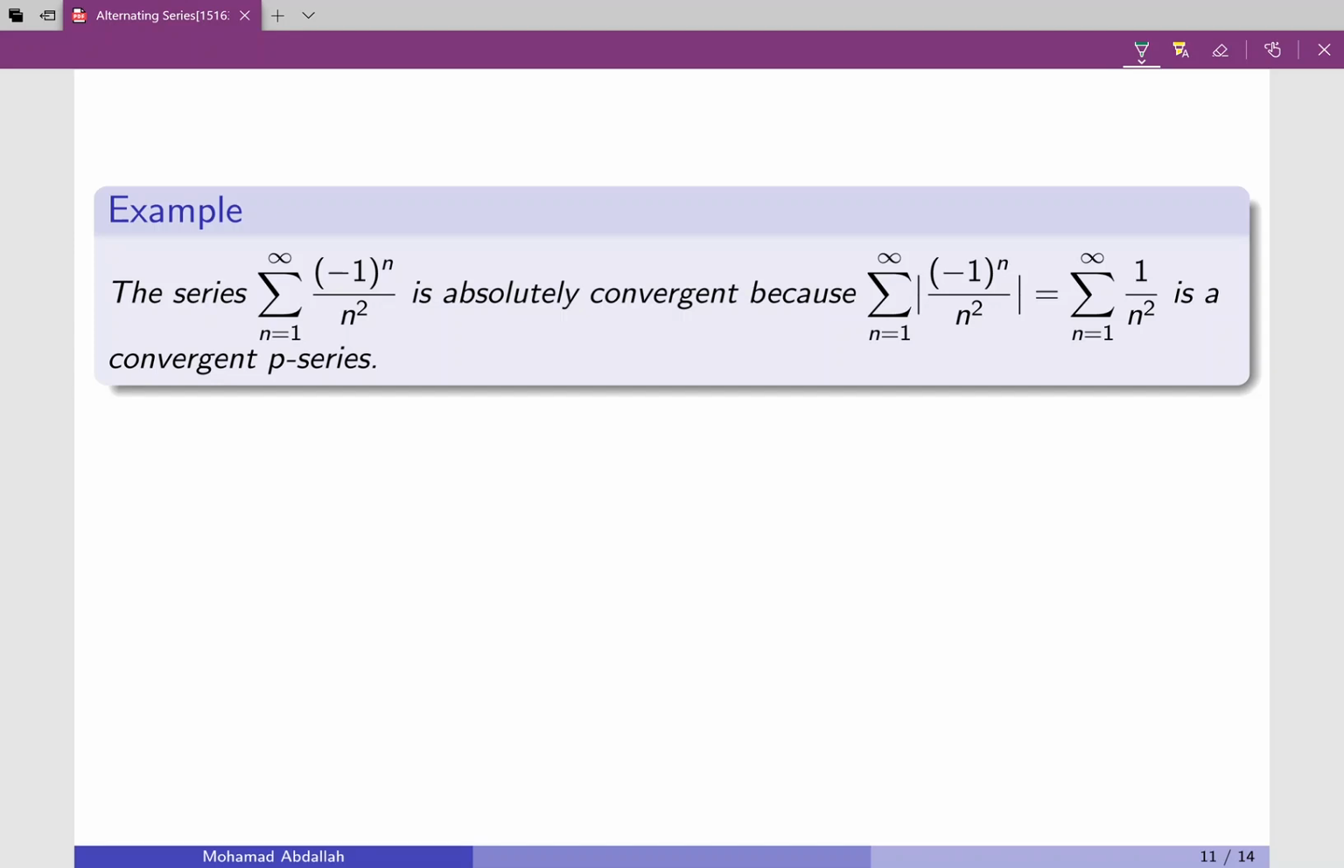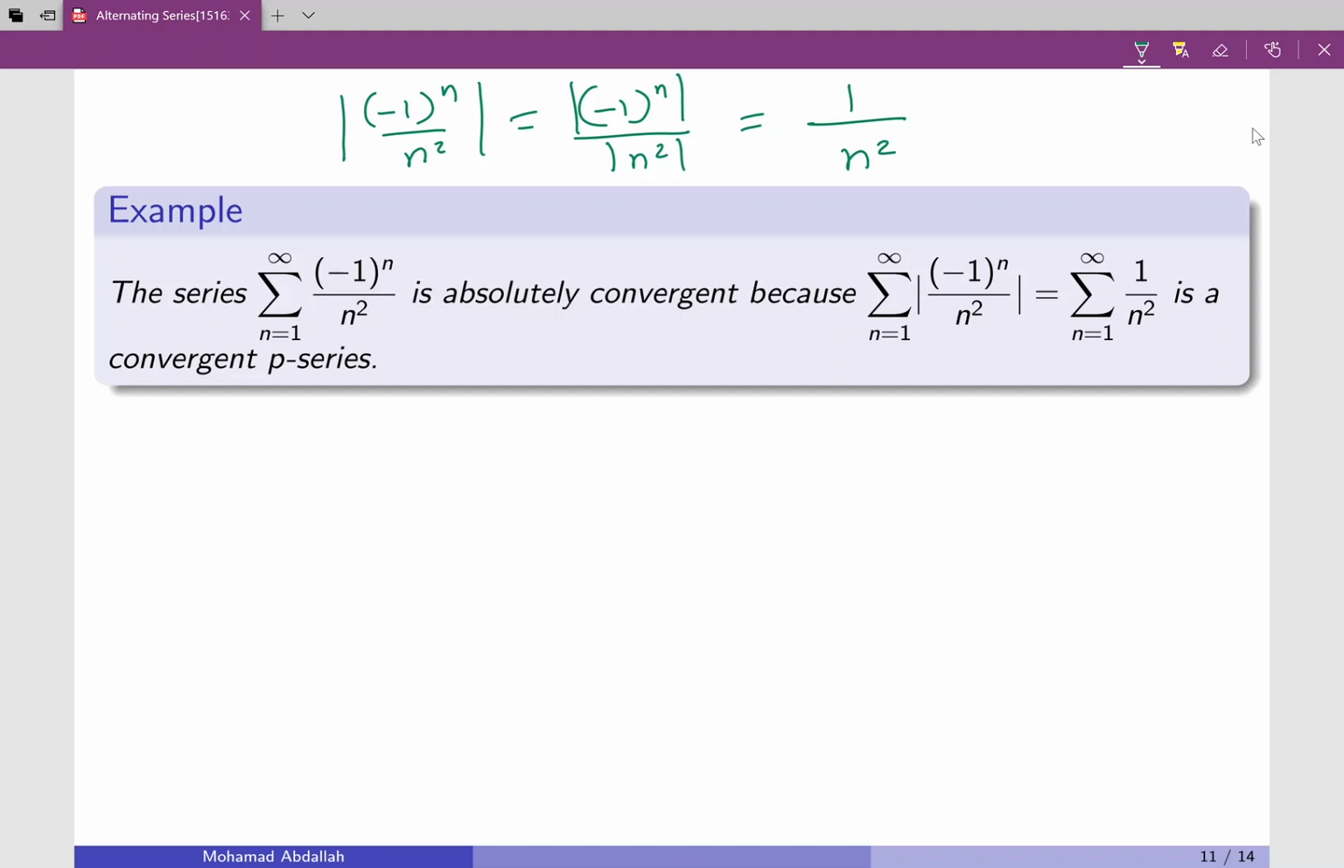So here's an example. The series sum from n equal 1 to infinity, negative 1 to the power n over n squared is absolutely convergent. Now just recall one thing. If you take the absolute value of negative 1 to the power n over n squared, this is the absolute value of negative 1 to the power n over the absolute value of n squared. N squared is positive, its absolute value is n squared. Now the absolute value of negative 1 to the power n is 1 because it can be negative 1 or 1. In either way, when you take the absolute value, it's going to be 1 over n squared.